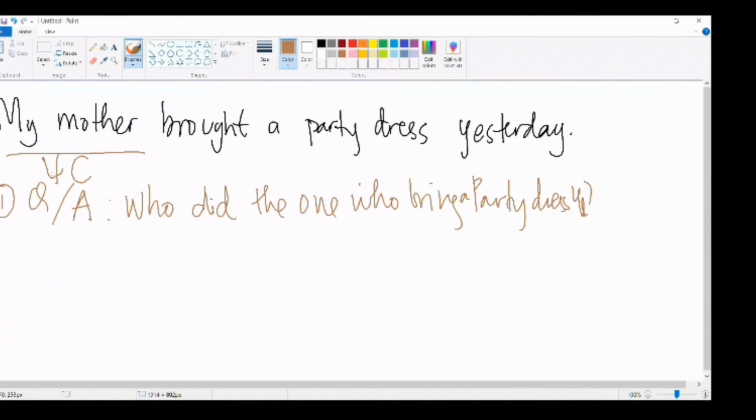So you do not make a bracket to divide every word. You just need to give a slash. My mother, slash 2. My and mother, slash 1. Because my mother is a noun phrase. Now let's analyze it in constituent. My mother brought a party dress yesterday.